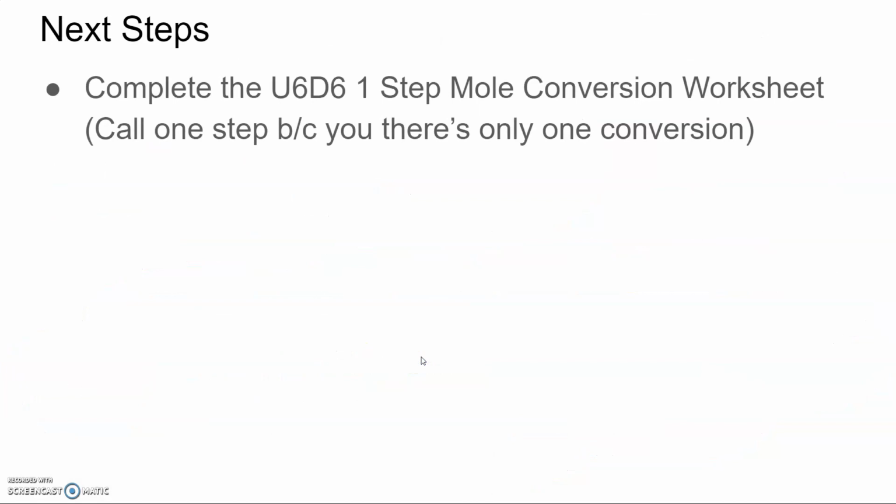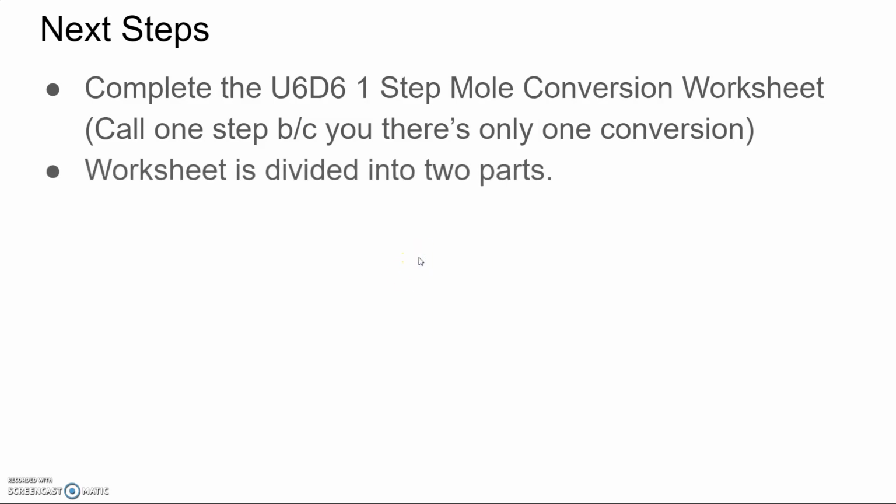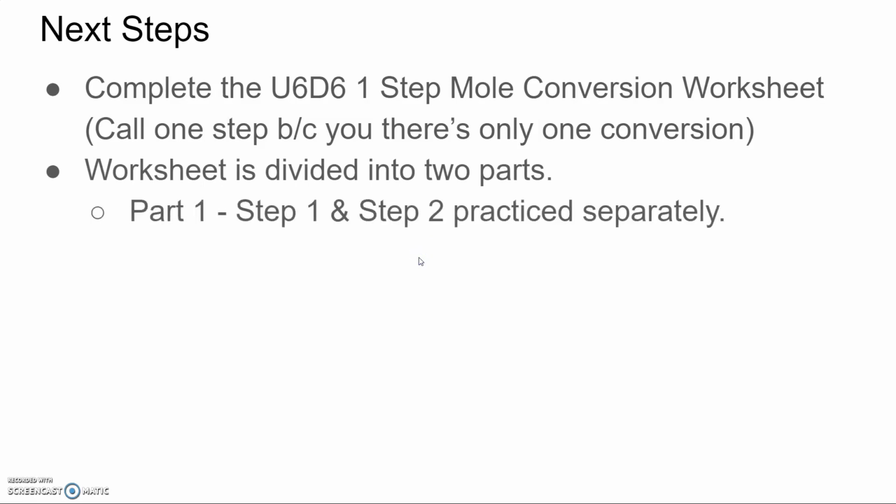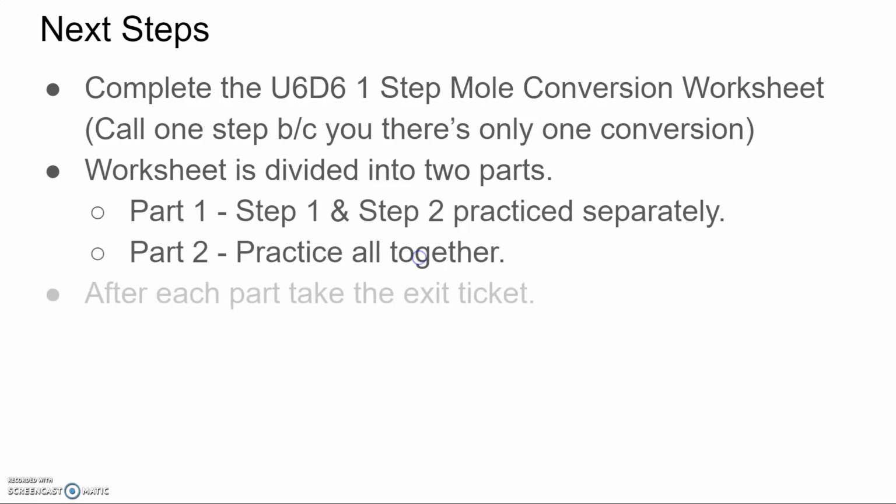So what are the next steps? What we're going to do now is you're going to complete the one-step mole conversion worksheet. This is called one step because there's only one conversion that you're doing. You're either converting from mass to moles, for example, or from moles to volume or something. There's just one conversion in each case. This worksheet is divided into 2 parts. In part 1, you're going to practice steps 1 and 2 separately. In part 2, you're going to do them all together. And then after each part, you're going to take an exit ticket.